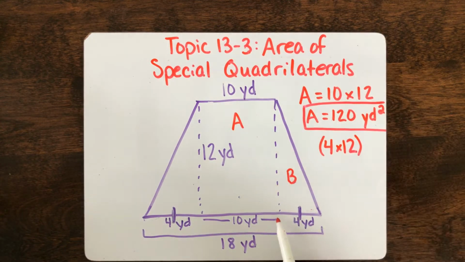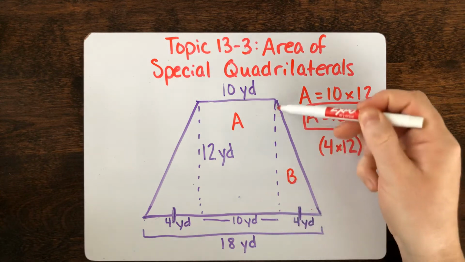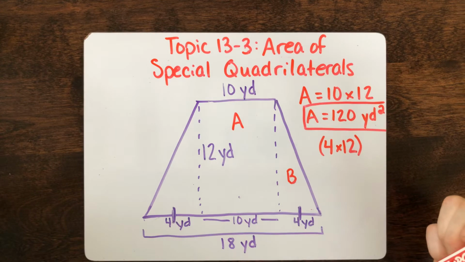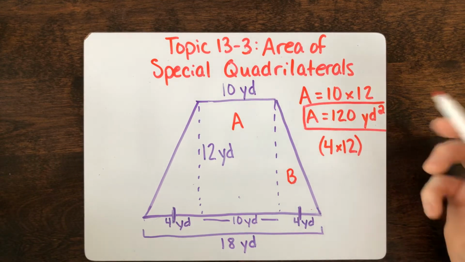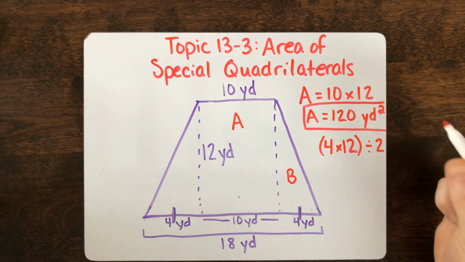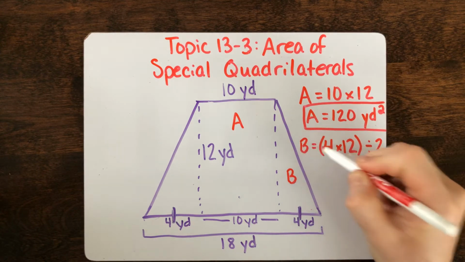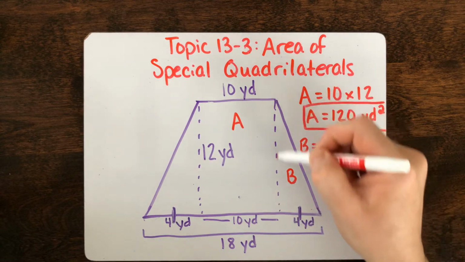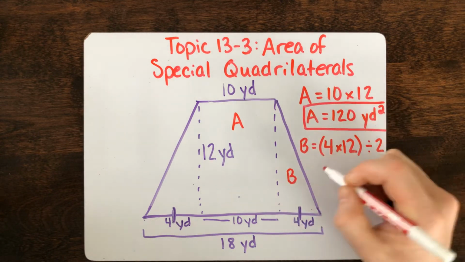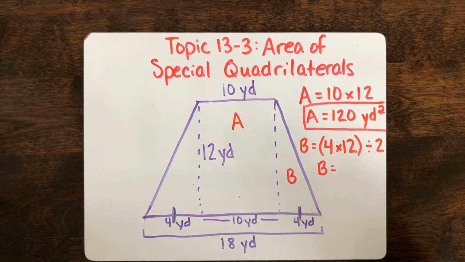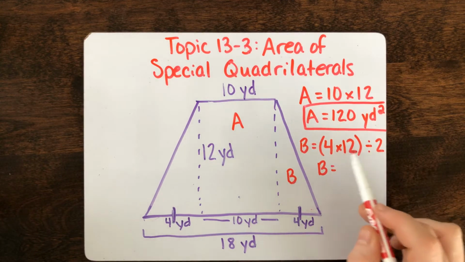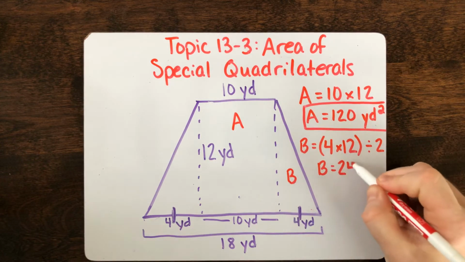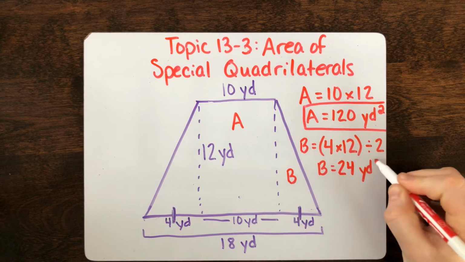Remember though, we cannot just multiply the base times the height to find the area of one of the triangles, okay? We cannot do that. We have to also divide it by 2. So B equals this. So what is the area of just triangle B? Well, 4 times 12 is 48. 48 divided by 2 is 24 yards squared.